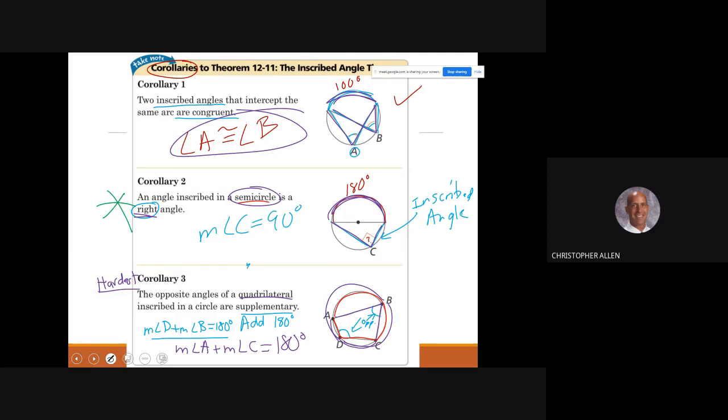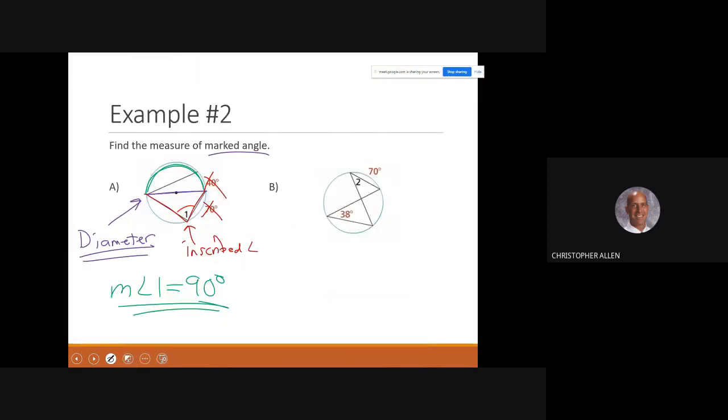Corollary 2 says an inscribed angle in a semicircle has to be a right angle. Guys, this is a semicircle. It's half of a circle. That's what semi means. So semicircle means half a circle, which is 180. So angle 1 has to be half of that, so it has to be 90. Okay.